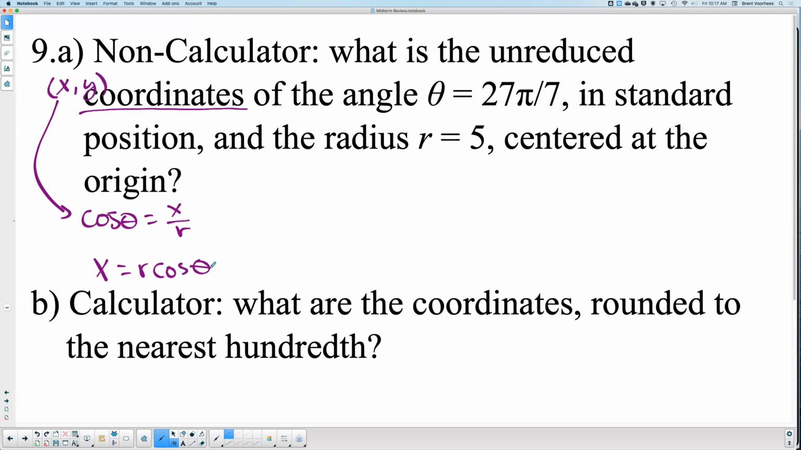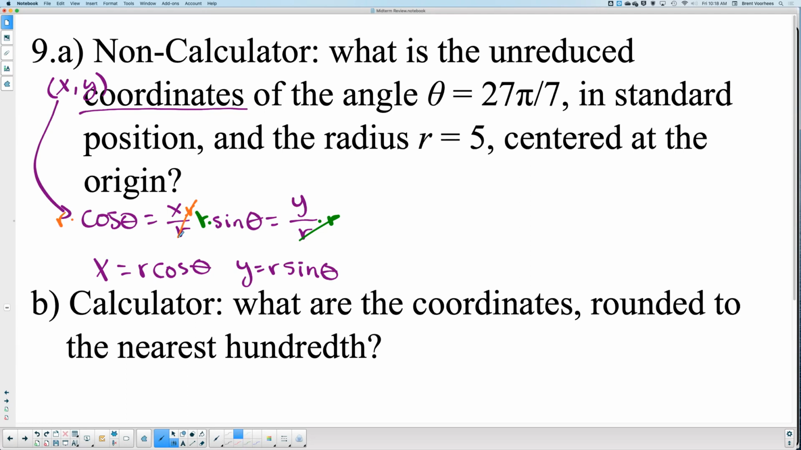Does that make sense? So without going through the work, what would the Y be? Y equals R sine theta. I'll go ahead and just write that for the sake of your notes. Sine theta is Y over R. How do you isolate the Y? Multiply both sides by R. Same right here. Multiply both sides by R. And that's how we get that. Okay, so we have everything we need to have the coordinates.